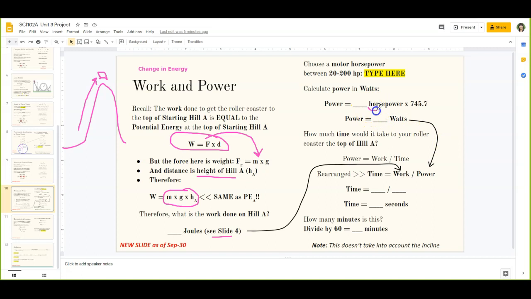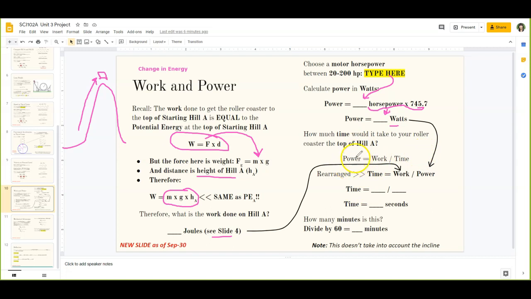So again, just multiply this number right here. Again, this number came from here. Now, it should be a pretty big number, just FYI. So for example, 100 times this number would be 74,570. So it should be a pretty big amount of watts. Now, how much time would it take your roller coaster to get to the top of hill A?